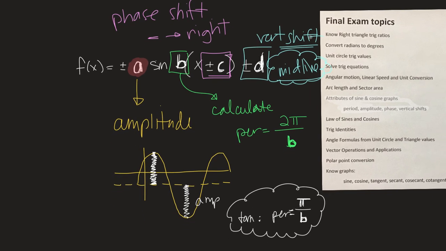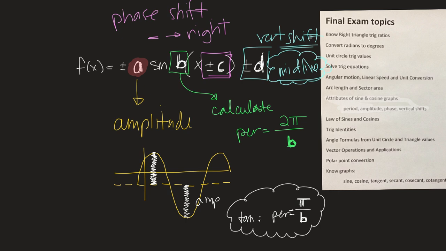So those are all the things you need to know about your trig graphs. What is the amplitude? B is used to calculate the period. C inside of parentheses is your phase shift. And D, the number on the outside, is your vertical shift or your midline. Okay, all those things. Oh, that was pretty short.